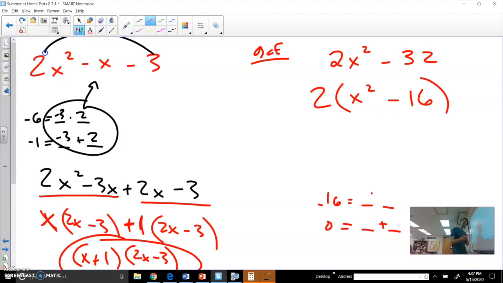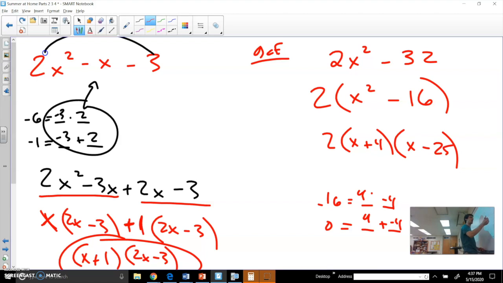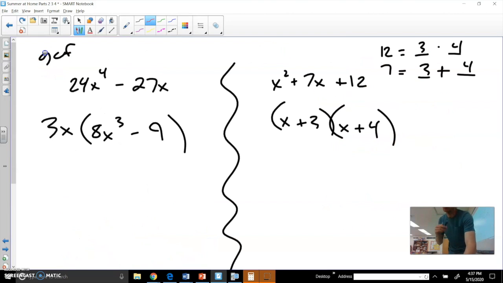So what would multiply to be negative 16 but add to be 0? 4 and negative 4. So with these, it's all about those perfect squares. The square root of 16 is 4, or the square root of 25 is 5. I wrote that just thinking about it. But really, knowing those perfect squares will help you factor those really well.